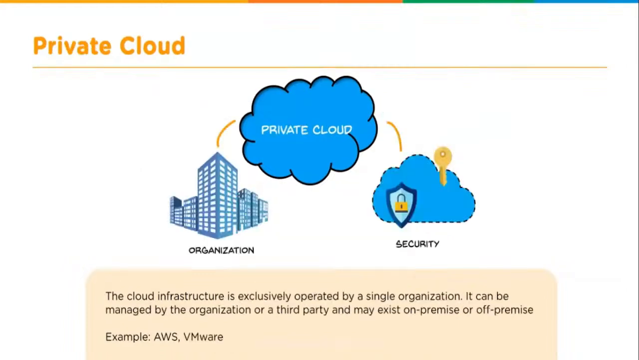Then the private cloud. This cloud infrastructure is exclusively operated by a single organization, and it can be managed by the organization or a third party, and may exist on premises or off premises, it does not matter. The point here is that it is exclusively operated for a single organization. Some companies that provide private cloud, such as AWS and VMware, are examples.